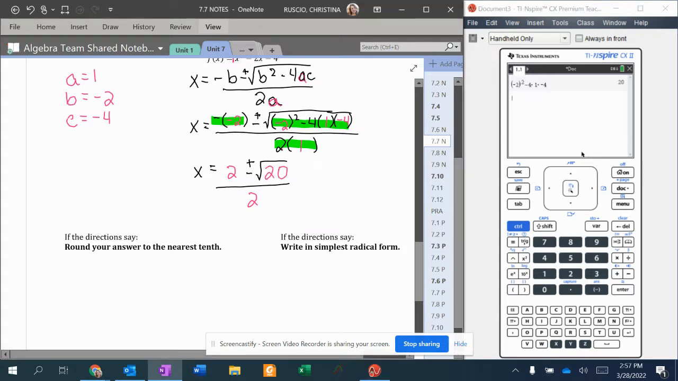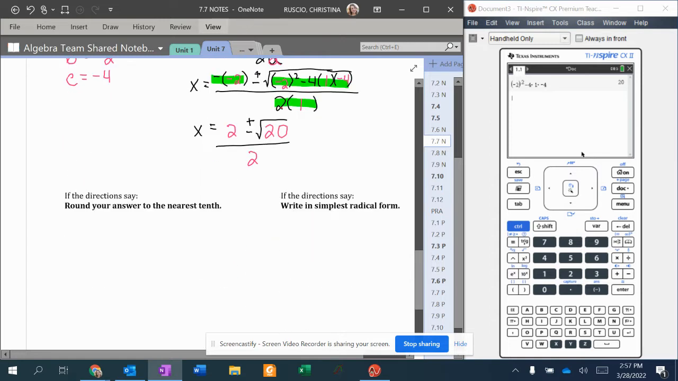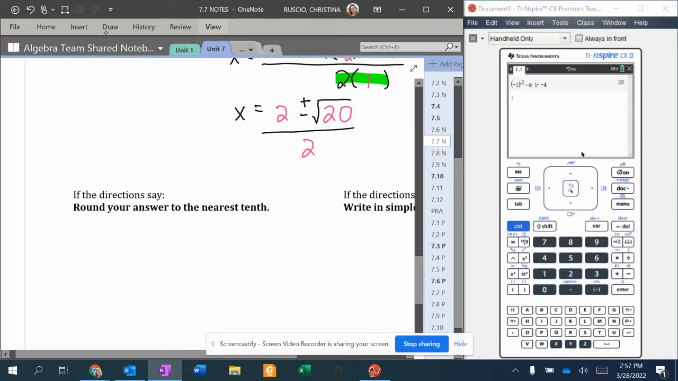Now, usually at the top of the problem, it's going to say one of two things. It's going to say round to the nearest tenth or write in simplest radical form. I get really happy when it says round your answer to the nearest tenth, because this means that we get to let our calculators do all the work for us. So what this means is that x is going to equal 2 plus the square root of 20, all divided by 2, or x is going to equal 2 minus the square root of 20.